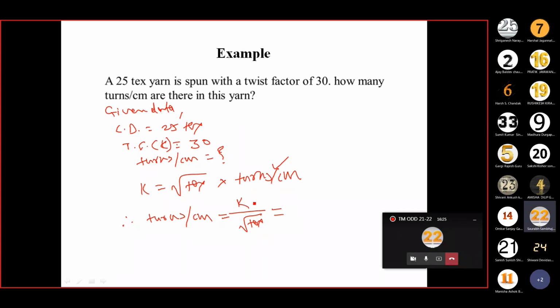So here K is how much? K is 30. 30 divided by square root of tex, which is 25. So square root of 25 means 5. So 6. So answer is 6 turns per centimeter. So this is a very simple example actually.